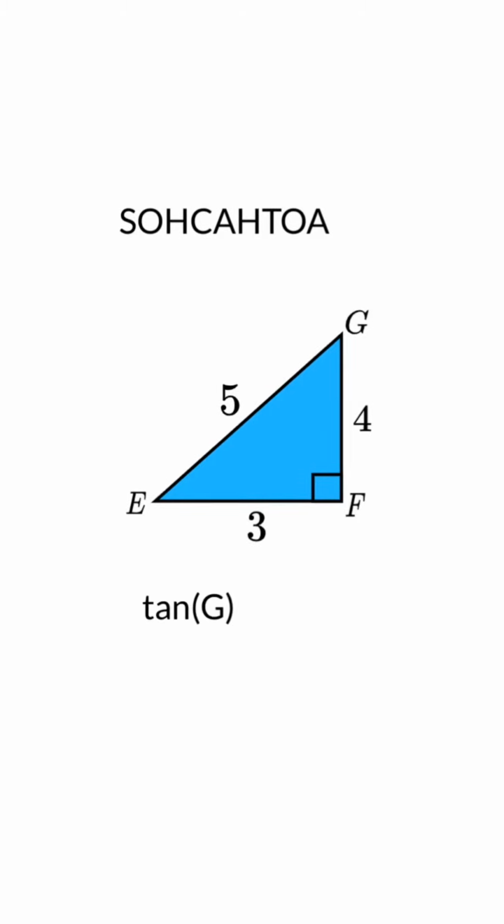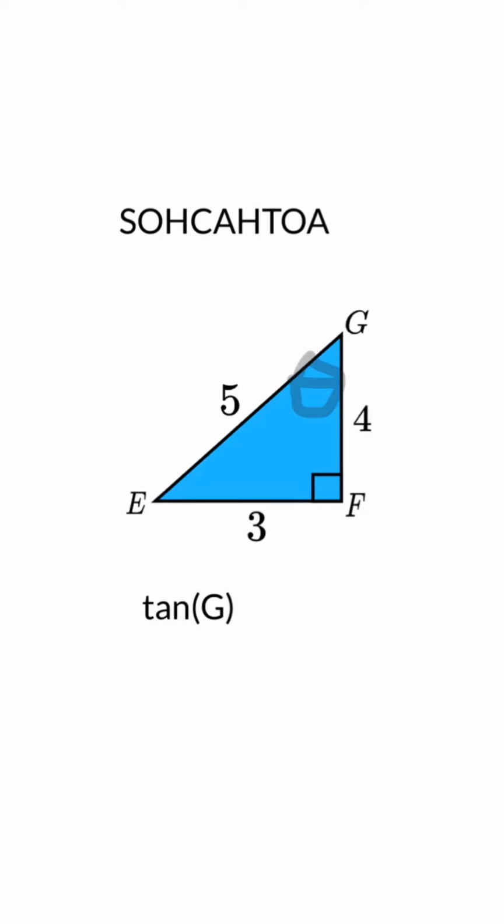Now, suppose I'm asked to find the tangent of angle G. Now, this time the angle that we're interested in has changed, so I'm going to put my theta at angle G instead. Now, based on our formula, the tangent of an angle is equal to the opposite leg with respect to that angle over the adjacent leg.